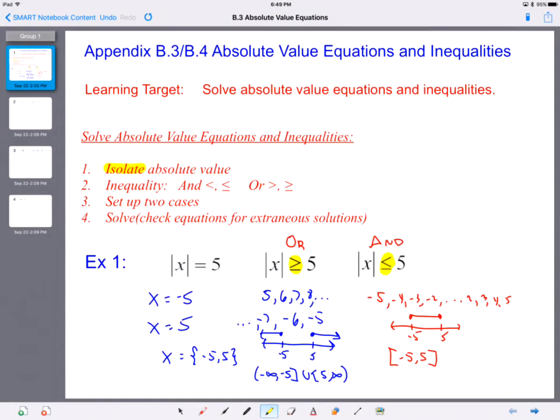So you can see if it's an and, it's less than or equal to. If it's or, it's greater than or equal to. We want to set up two cases because we have two potential possibilities. And then once again, we've got to check for this extraneous solution. Sometimes we create these extra solutions when we're solving that will not be true for the original.